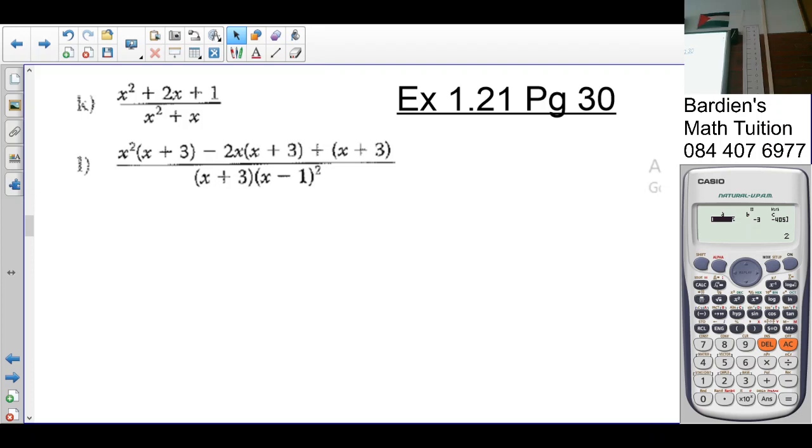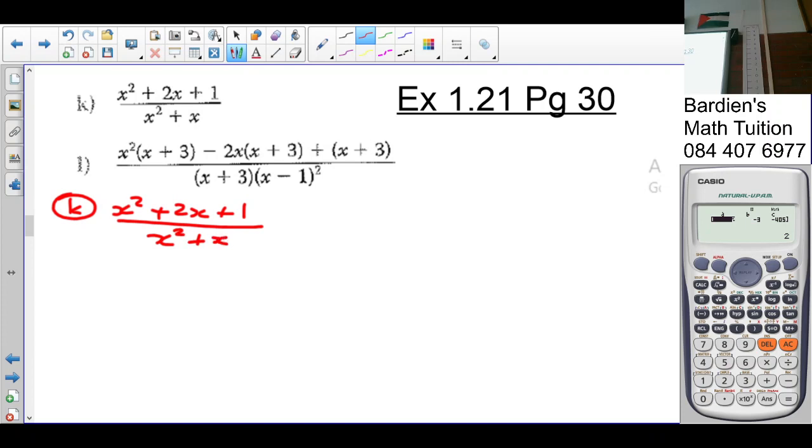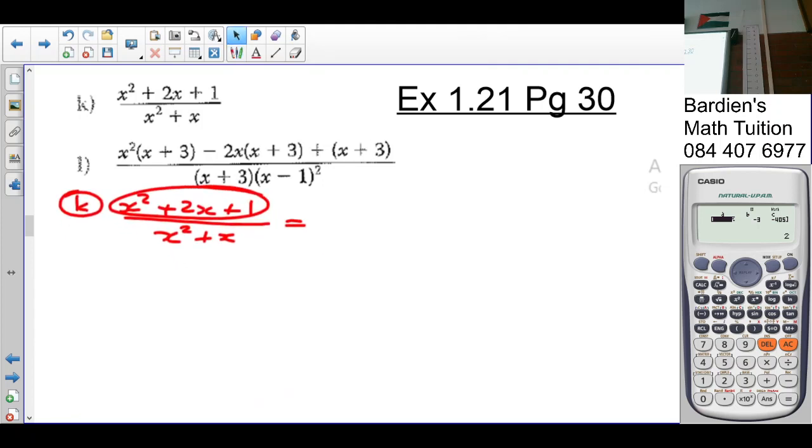Let's look at K first. So what can happen? You get x squared plus 2x plus 1 over x squared plus 1. What can happen on top here? It's a perfect square trinomial. Not so? So that's going to give you x plus 1 squared. We check for the middle term: 1 times x times 2 is going to give you 2x, which is correct. Okay?